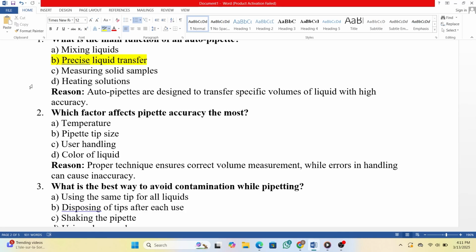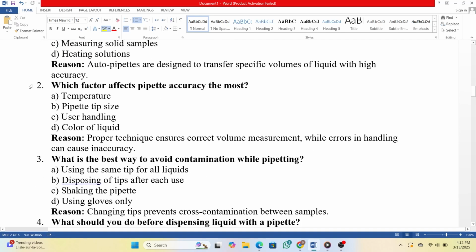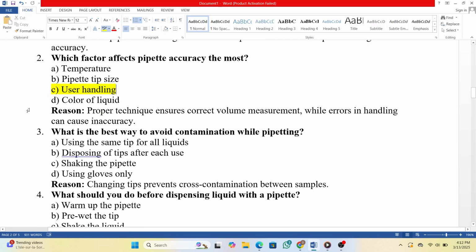2. Which factor affects pipette accuracy the most? A. Temperature. B. Pipette tip size. C. User handling. D. Color of liquid. Answer: C. User handling. Reason: proper technique ensures correct volume measurement, while errors in handling can cause inaccuracy.